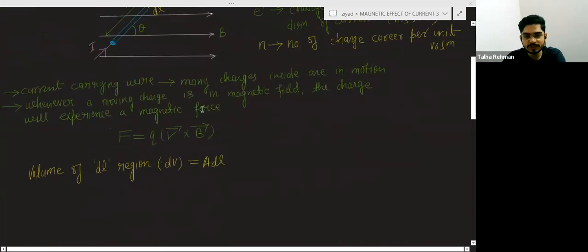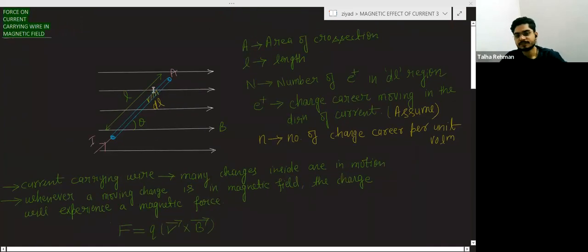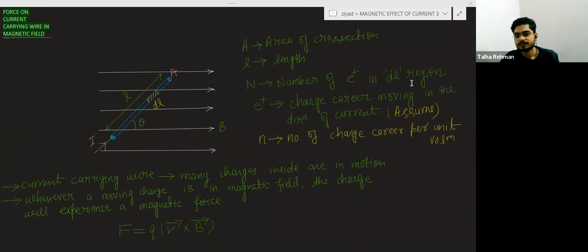And suppose in this region, capital N is the number of e positive charge carriers. e positive is a charge carrier moving in the direction of the current, as I have assumed. And this e positive will move with the drift velocity.